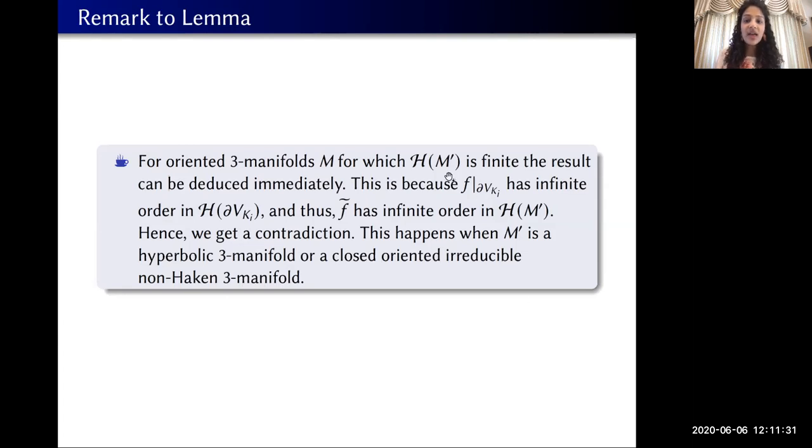One remark on this proof is that the result of this lemma can be deduced immediately if the mapping class group of M prime is finite. This is because F restricted to boundary V_Ki has infinite order in the mapping class group of the boundary torus. And thus F tilde has infinite order in the mapping class group of M prime. And this is a contradiction because we assumed that the mapping class group of M prime is finite. And this happens when M prime is a hyperbolic three-manifold or a closed oriented irreducible non-Haken three-manifold. This is from the two theorems about mapping class groups that I had discussed earlier in the video.